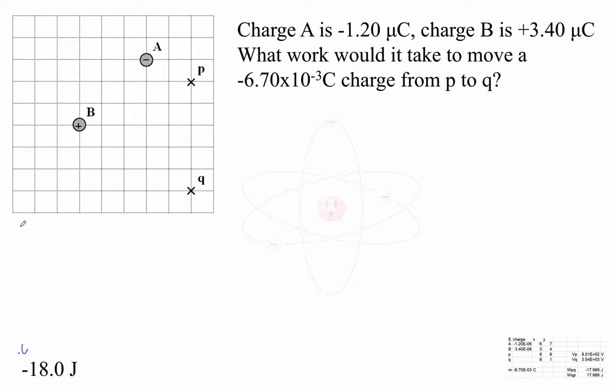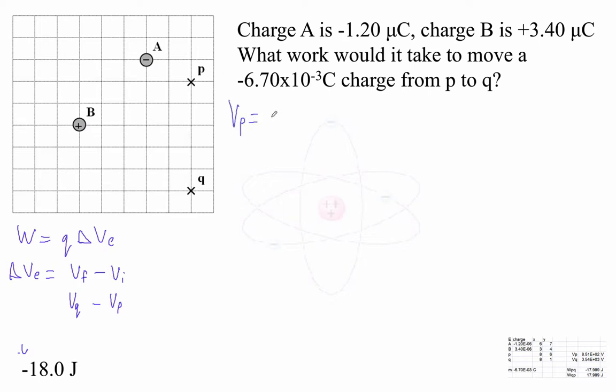At the end of the day, our work is going to be the charge times the change in electrical potential. And so we're going from P to Q, right? So our change in electrical potential is going to be the final voltage minus the initial voltage. Now let's think about this. We're going from P to Q. So Q is our final, right? So VQ, the voltage at Q, is our final, and our initial is the voltage at P. Okay? I'm very bad at these things. I tend to mess these up and get the sign wrong, so I'm just trying to be careful.